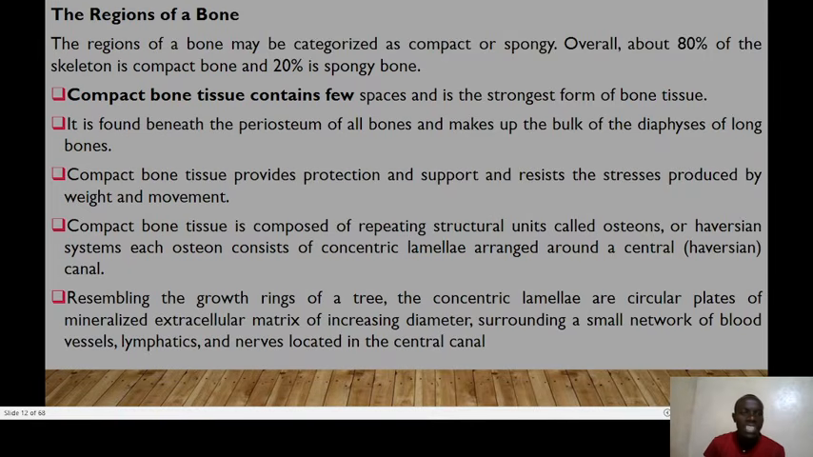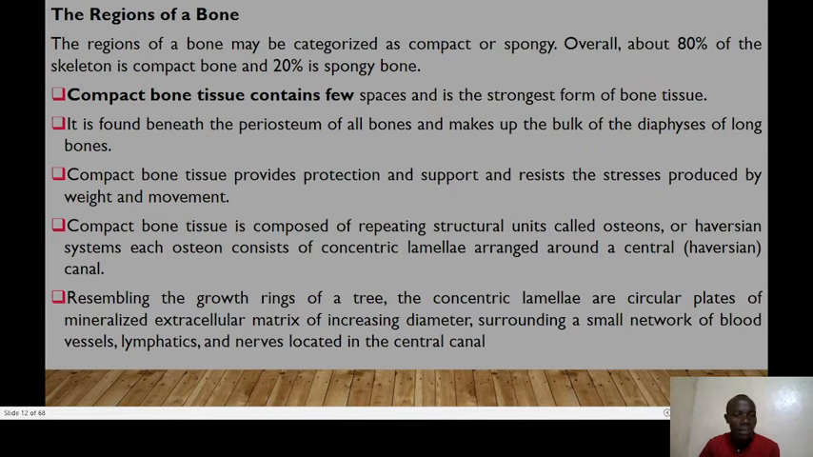It's found beneath the periosteum of all bones and makes up the bulk of the diaphysis of long bones. Compact bone provides protection and support and resists the stresses produced by weight and movement. Compact bone is composed of repeating structural units, the ones that we call osteons or the Haversian systems. Each osteon consists of concentric lamellae that are normally arranged around a central canal.